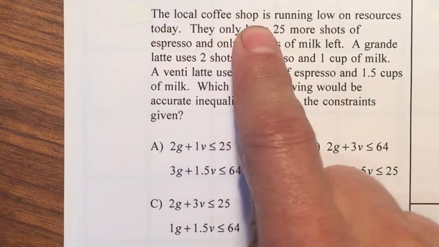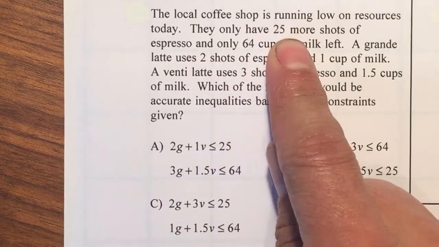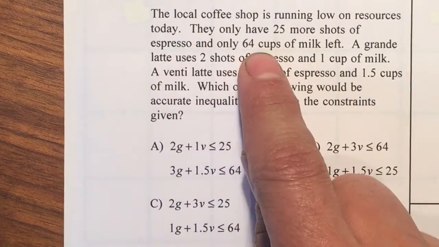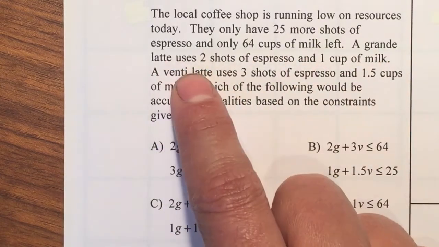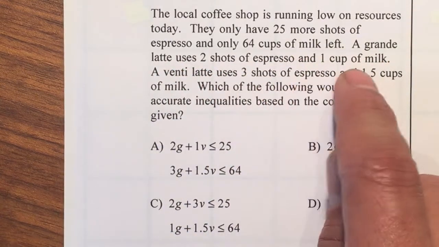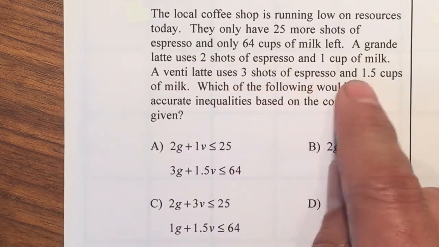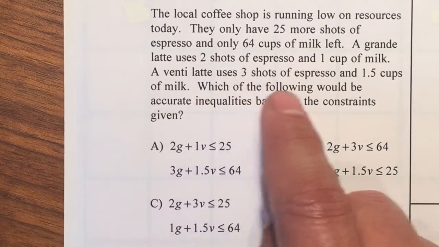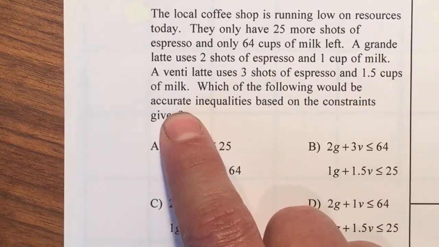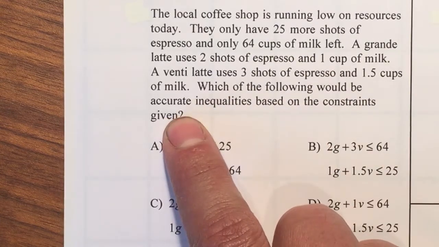The local coffee shop is running low on resources today. They only have 25 more shots of espresso and only 64 cups of milk left. A grande latte uses 2 shots of espresso and 1 cup of milk. A venti latte uses 3 shots of espresso and 1.5 cups of milk. Which of the following will be accurate inequalities based on the constraints given?